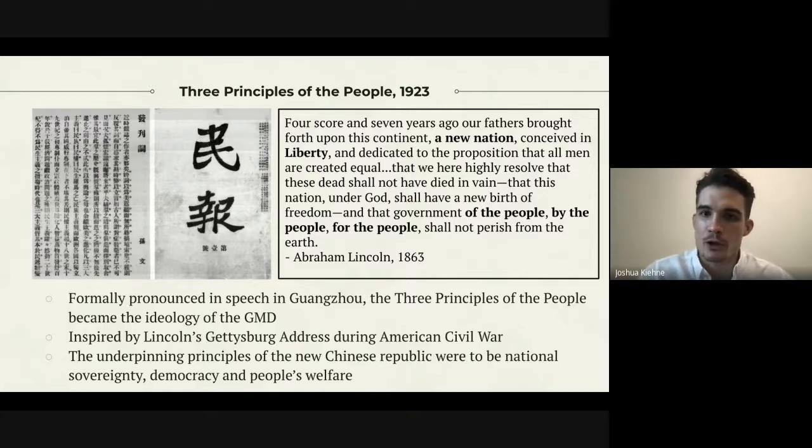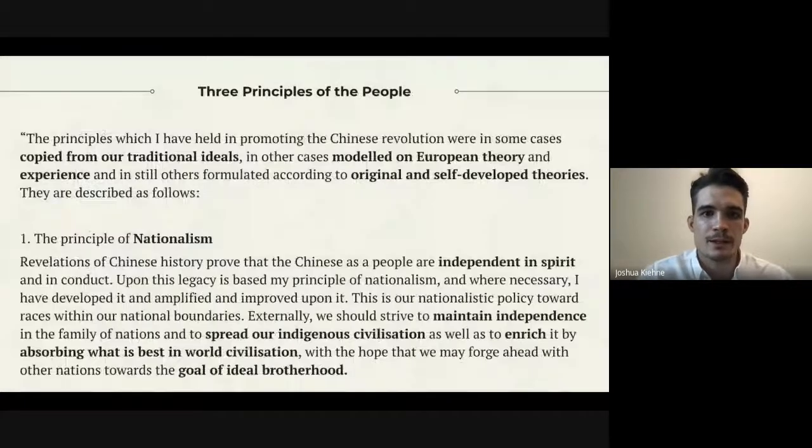China, America at this time is starting to form its own nation. They're starting to look at their own framework. What is going to be the basis for their own constitution back in 1863? So there's a lot of comparisons between the China of the 1920s and America during the Civil War. And so what does he say with regards to these three principles? How does he come about them?